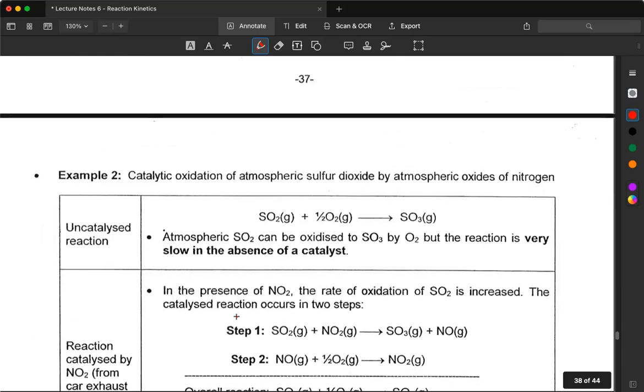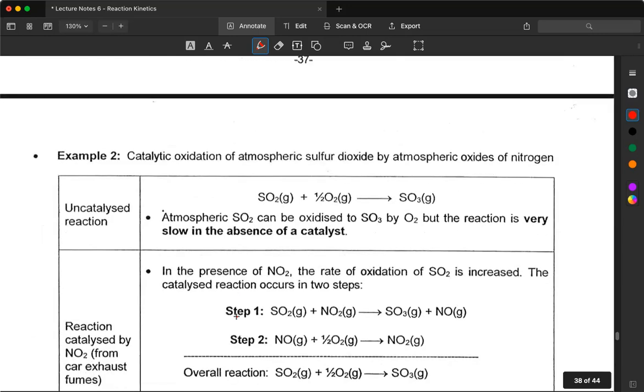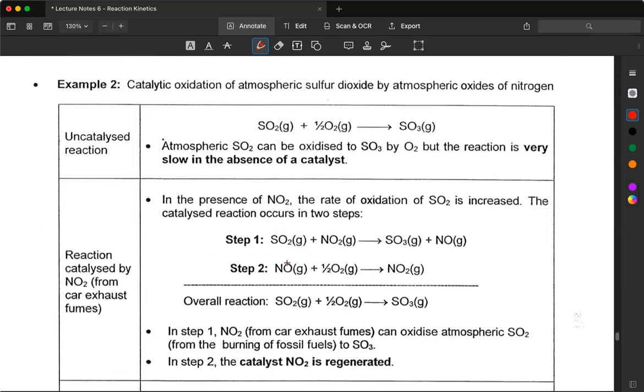Another example is the catalytic oxidation of atmospheric SO2 by oxides of nitrogen. So SO2 plus O2: this reaction is very slow without a catalyst. It can be done, but very slow. So NO2 present in the atmosphere will act as a catalyst.